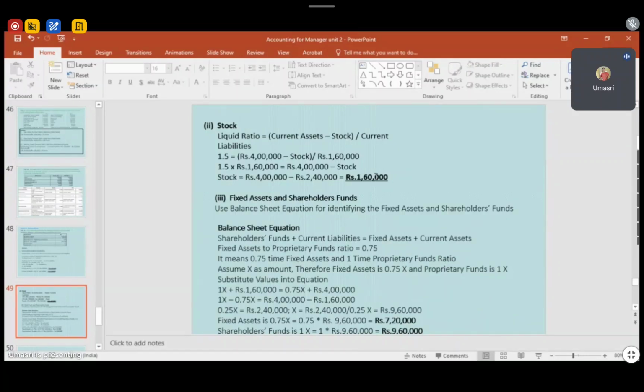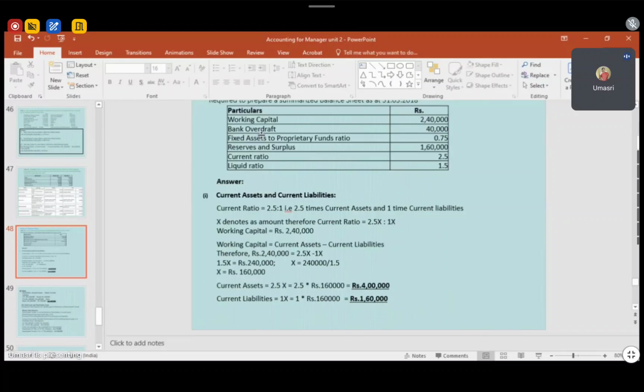You can either do it like this, or, since bank overdraft is there, if you treat it in the formula as liquid asset divided by liquid liability, you will get a different answer. Okay, even that is also correct, there is nothing wrong in that. You can take either current liability or liquid liability. Whatever it is, it's no problem, right? Okay.